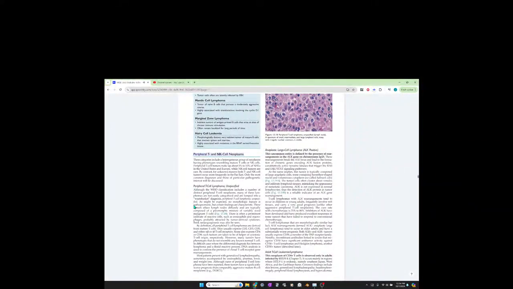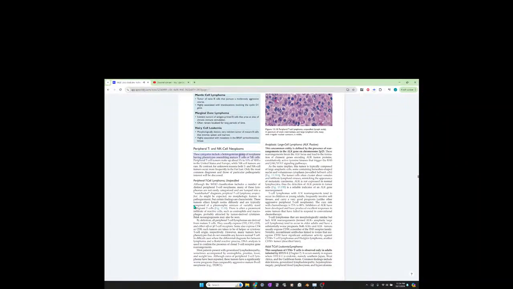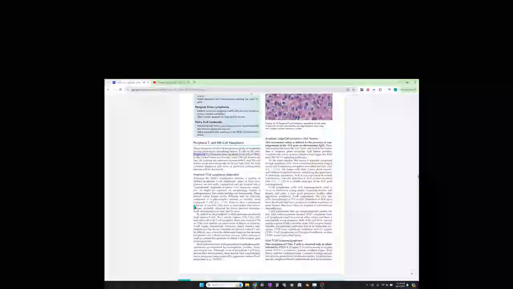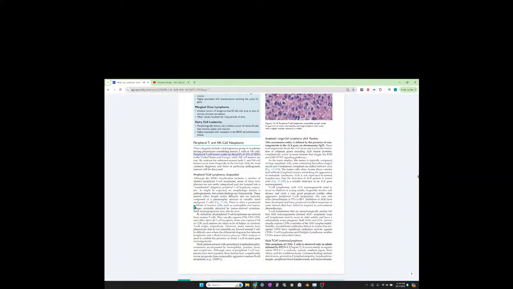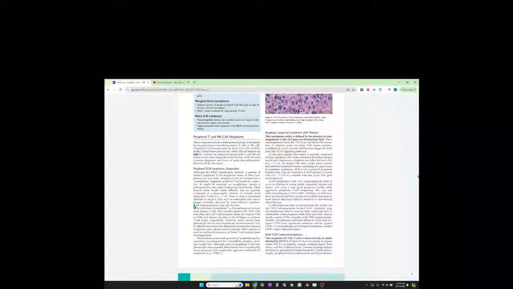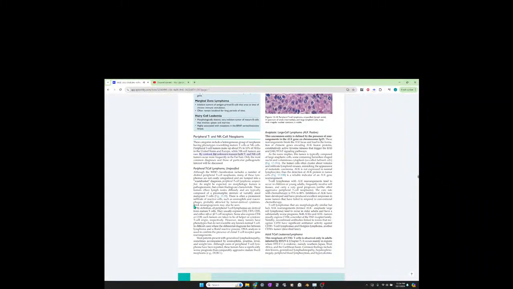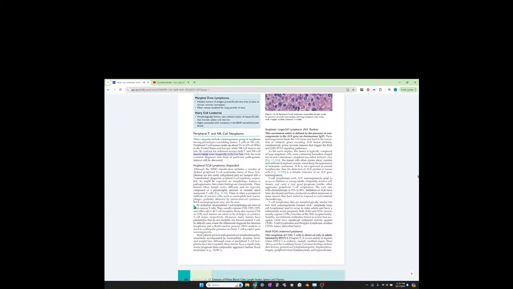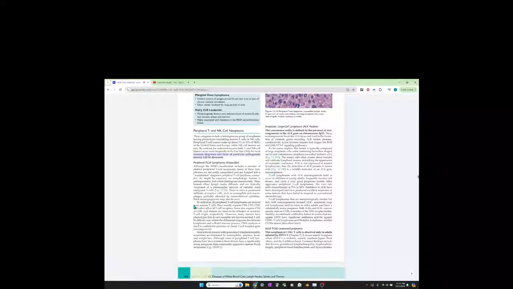Peripheral T and NK cell neoplasms. These categories include a heterogeneous group of neoplasms having phenotypes resembling mature T cells or NK cells. Peripheral T-cell tumors make up about 5% to 10% of NHLs in the United States and Europe, while NK cell tumors are rare. By contrast, for unknown reasons, both T and NK cell tumors occur more frequently in the Far East. Only the most common diagnoses and those of particular pathogenetic interest will be discussed.